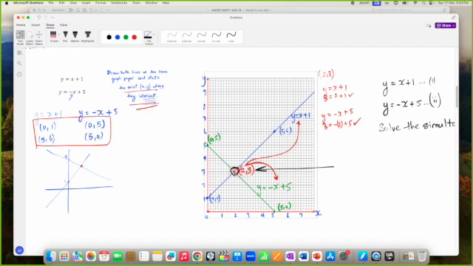So this is what I want you guys to understand. When you were solving simultaneous equations, you were actually finding the point of intersection of both lines. That is the one point that will satisfy both equations, because that point is on both of the lines.